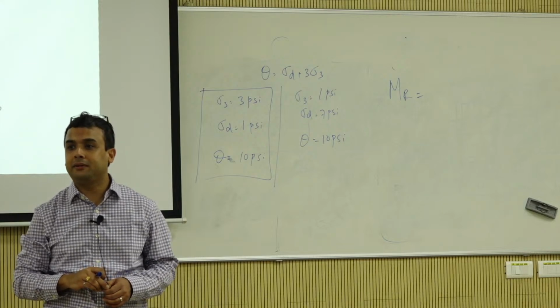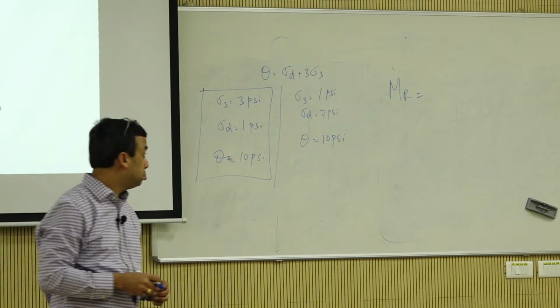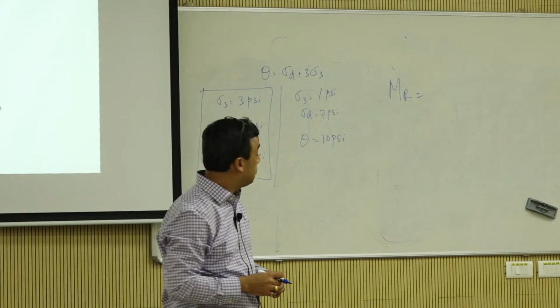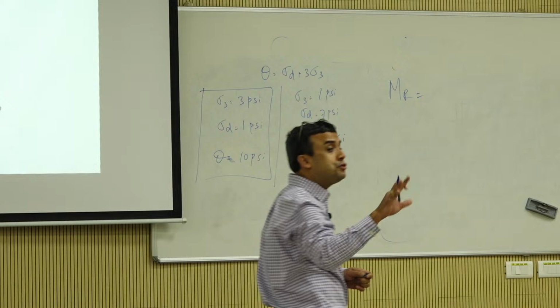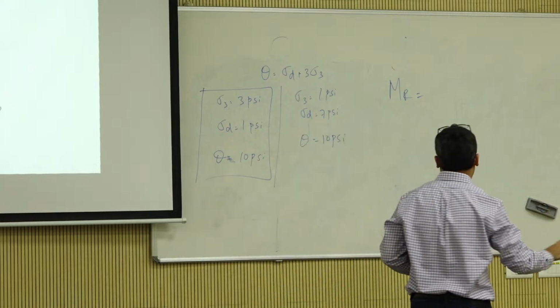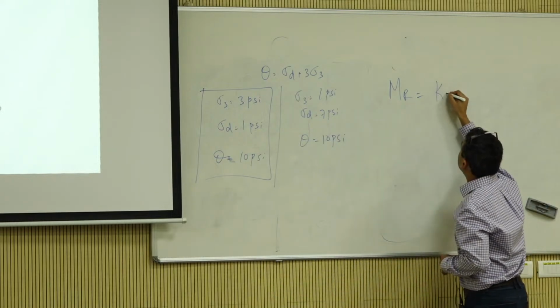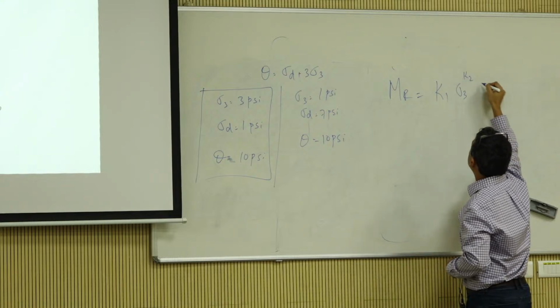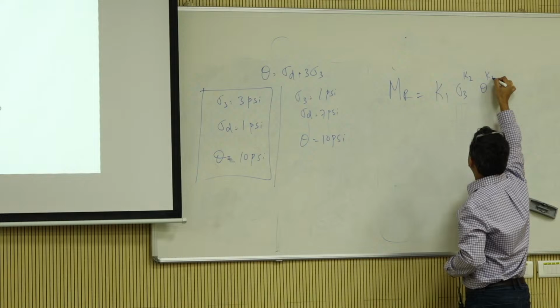3 parameter? Say again? Maybe confinement as a separate parameter. Let's do that, and then I will ask you a question again. K1 times, they are saying sigma 3 raised to the power K2, then theta raised to the power K3. Is that what you're saying?